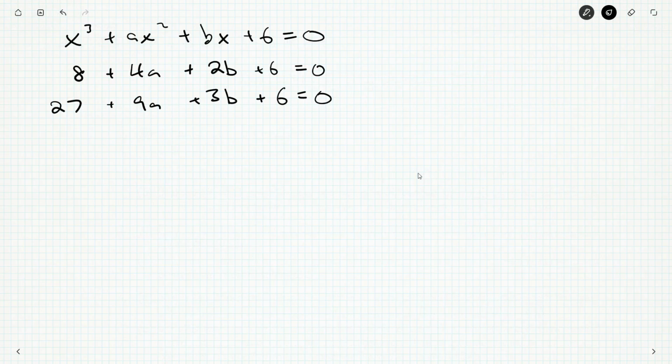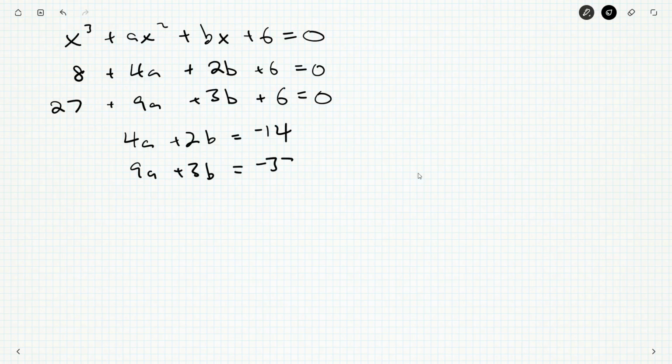Okay. What can we do here? Well, we can bring everything over to one side. So 8 and 6 is 14, so we'll put negative 14 here. 9a and 3b here. 6 and 27 is a negative 33. So suppose I want to cancel out b. I've got 2b here, 3b here. I'm going to multiply this top equation by 3 and this bottom equation by 2. So I will get 12a plus 6b is negative 42, and I will get 18a plus 6b is negative 66.